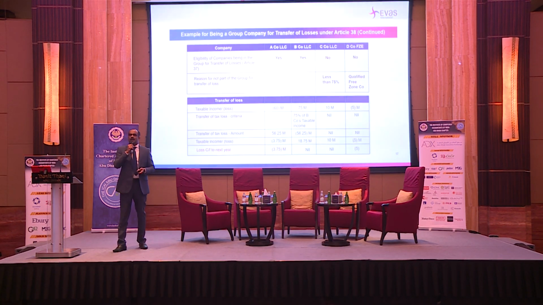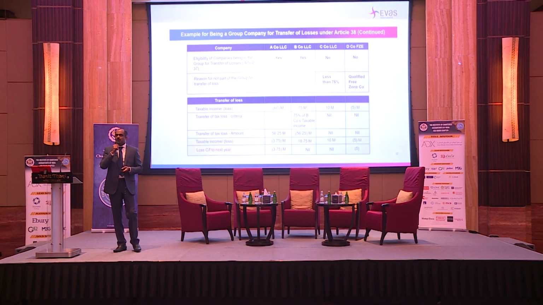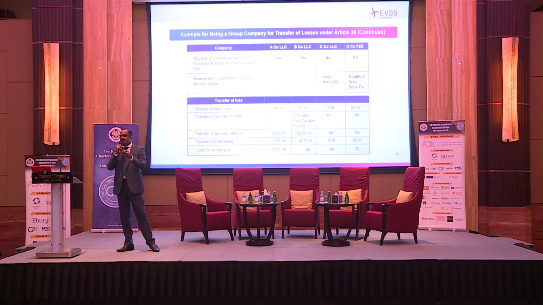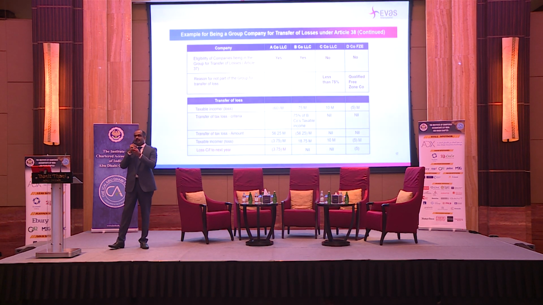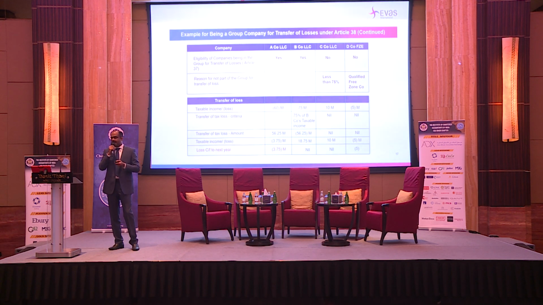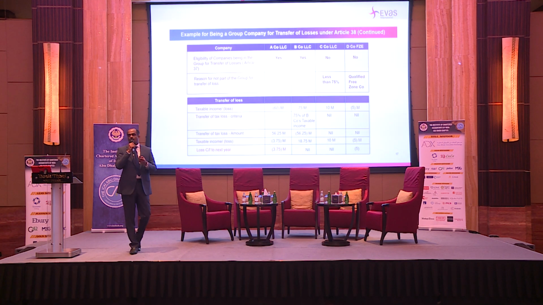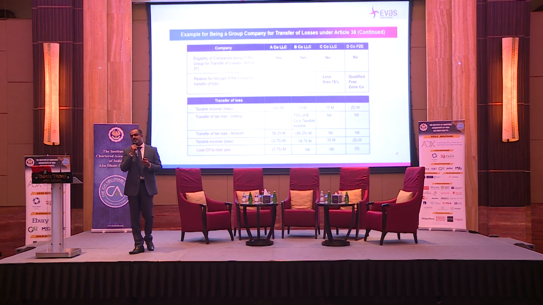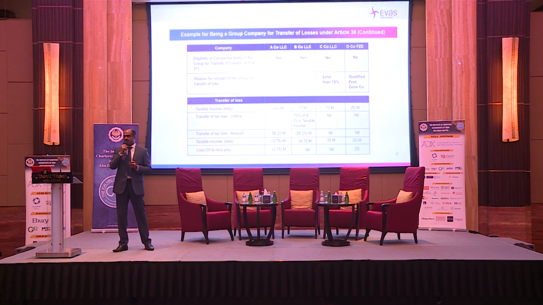Let's assume that 60 million was the loss of A company LLC, and 75 million is the profit of B company LLC. To what extent can the loss be transferred from A company to B company? In this scenario, C company will not have an impact, and D company will not have an impact, because one has less than 75% shareholding and the other is a qualifying free zone person. So those two, C company LLC and D company FZD, can be excluded from the calculation. Only A and B will be applicable in this calculation.